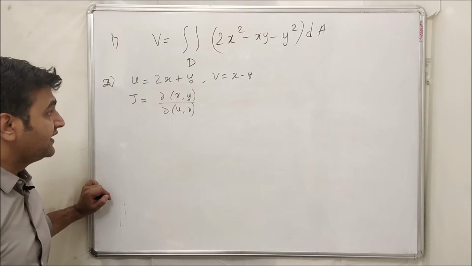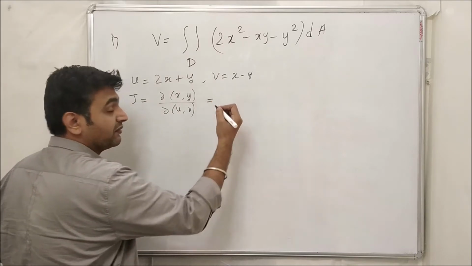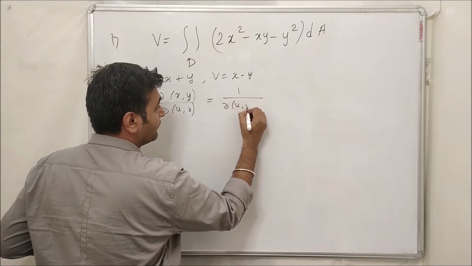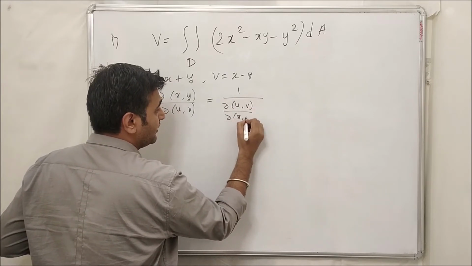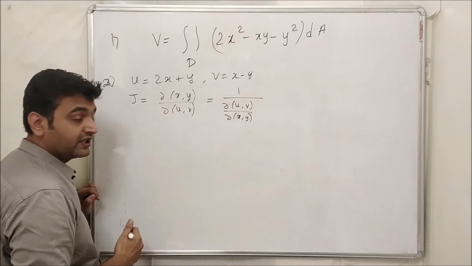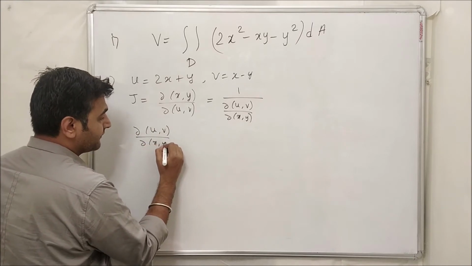But I am lazy suppose and I don't want to do that. So what will I do? From my previous lecture I know that this is 1 upon ∂(u,v)/∂(x,y), because I know the product of these two is 1. So let me find this quantity. So what is ∂(u,v)/∂(x,y)?